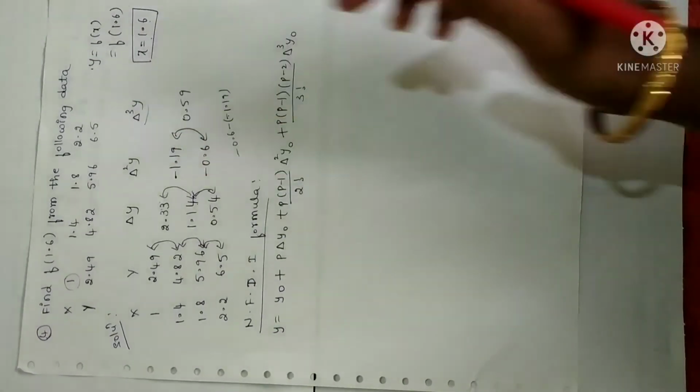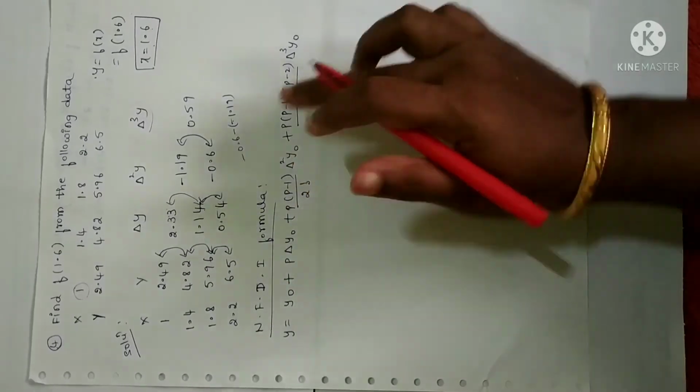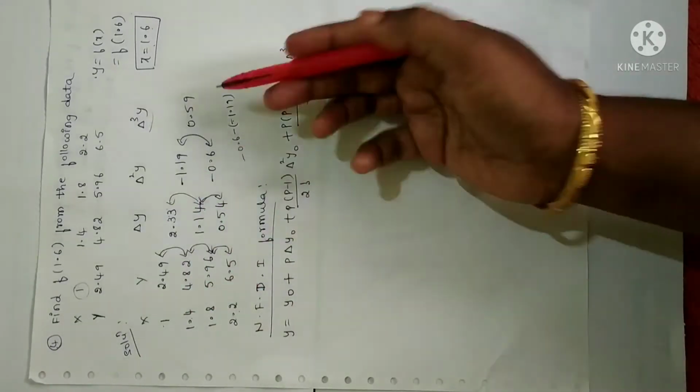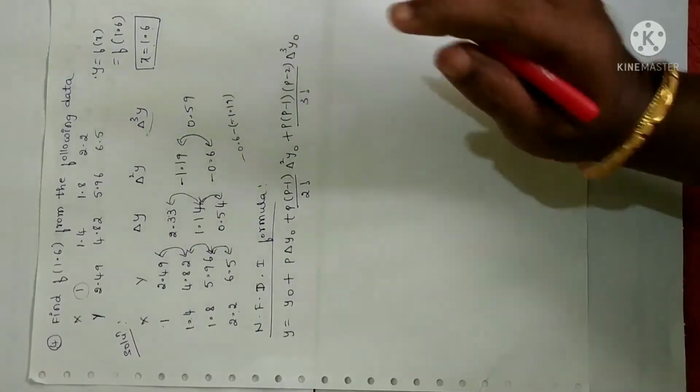Why? Because we don't have del power 4. So 1, 2, 3, 4 terms. Or you can remember like up to del cube we have to do.